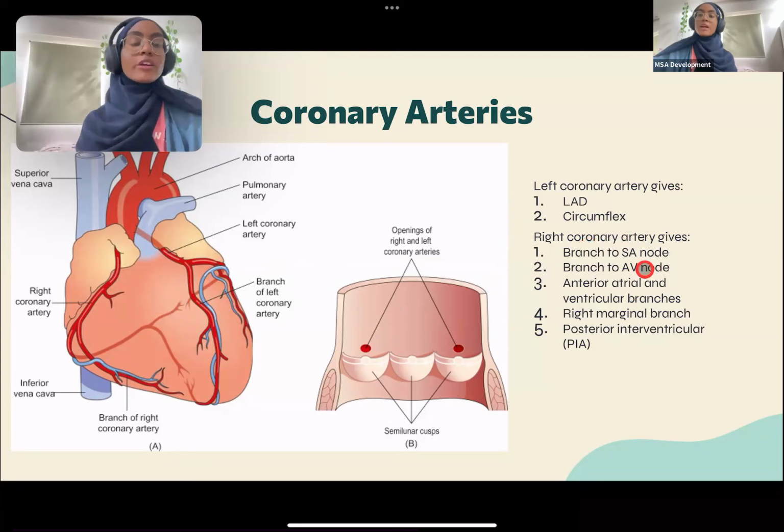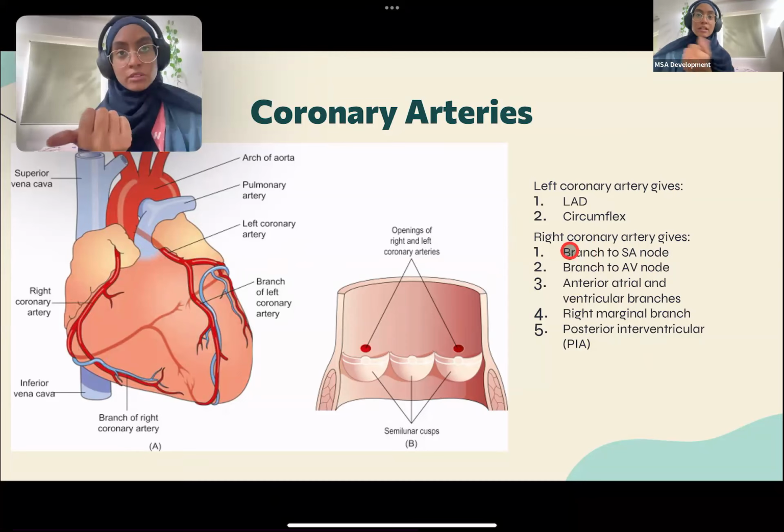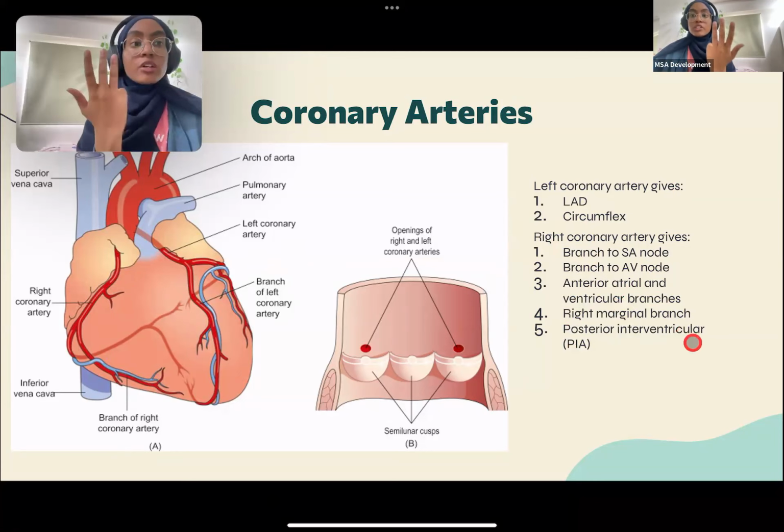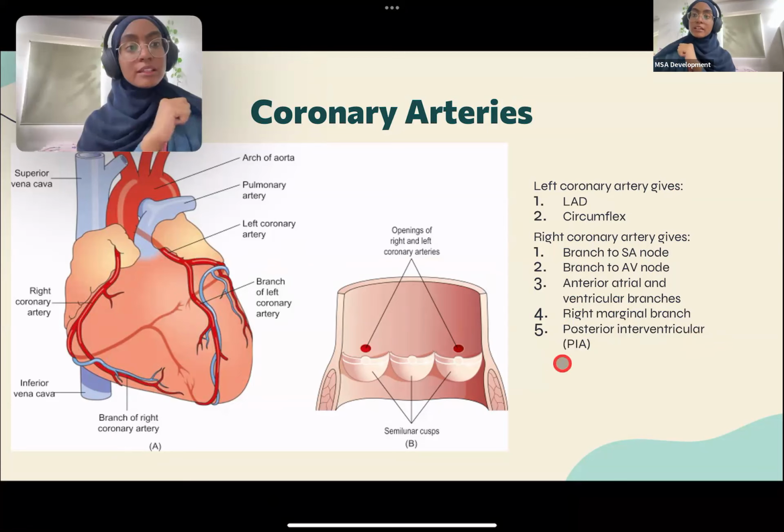For the right coronary artery, we have many branches. So this is the right coronary artery. Okay, it gives a branch to the SA node, it gives a branch to the AV node, it gives anterior atrial and ventricular branches, it gives right marginal branch, and most importantly, it gives posterior interventricular artery, which is the PIA. Okay? We'll be talking about this soon.